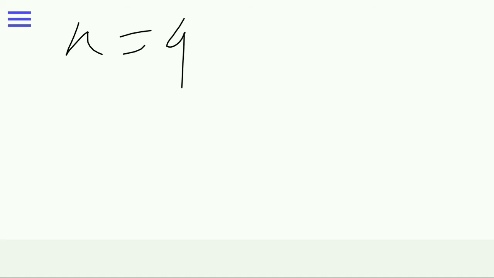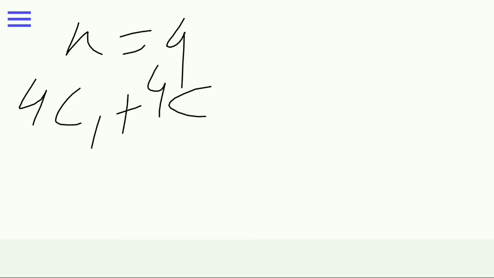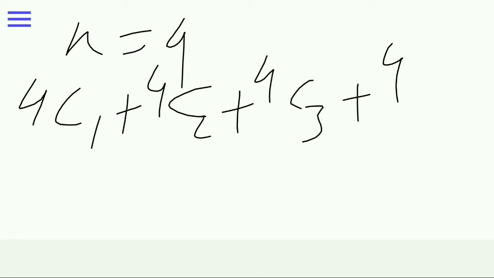So the candidate can fail in 1 subject, or 2 subjects, or 3 subjects, or 4 subjects. So the total number of ways by which he can fail will be 4C1 plus 4C2 plus 4C3 plus 4C4. Finally, calculating, we will get 15. So the candidate can fail in 15 ways.